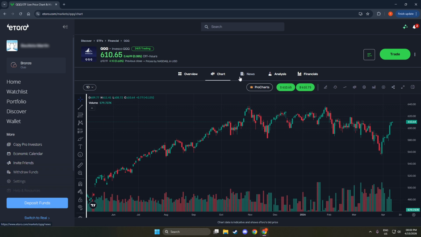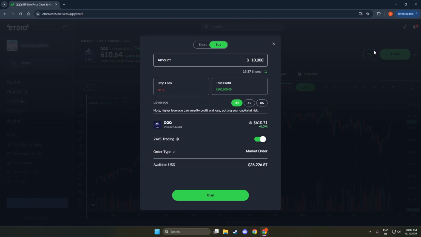When you're ready to invest, click Invest. Make sure you select Buy for a long-term position. If you see a leverage setting, keep it at 1x so you're purchasing the ETF itself without borrowing. Enter the amount you want to invest. For example, $50. eToro supports fractional investing, so you don't need to buy a full share.